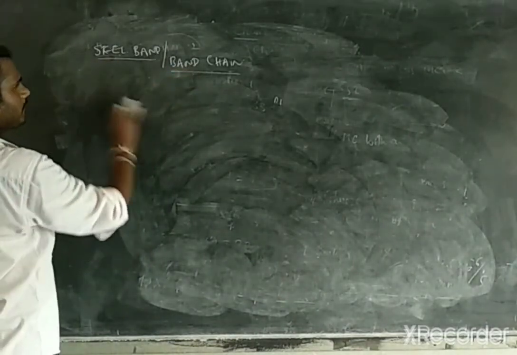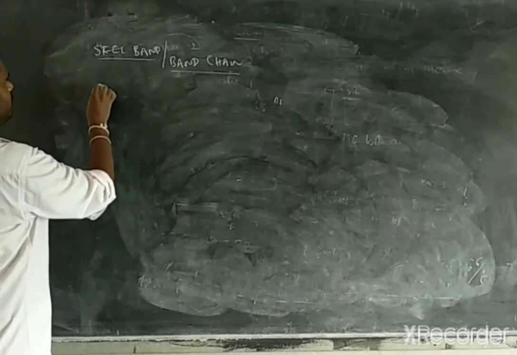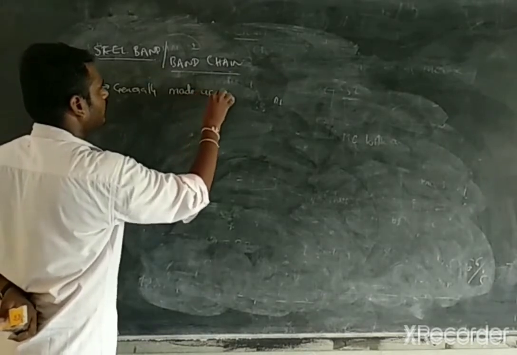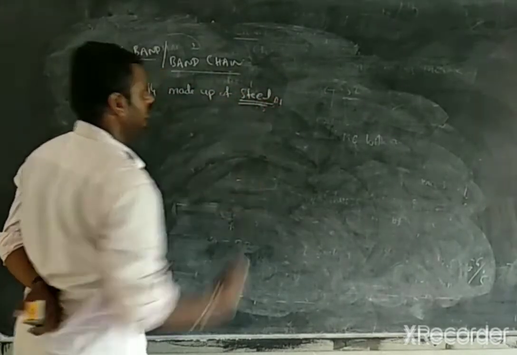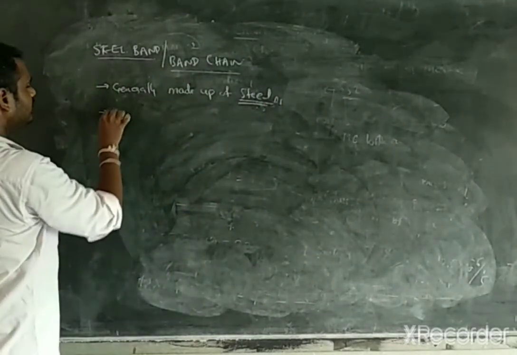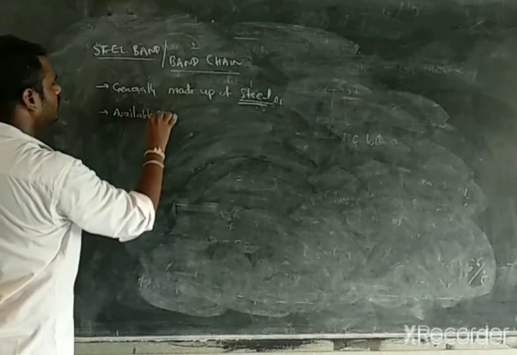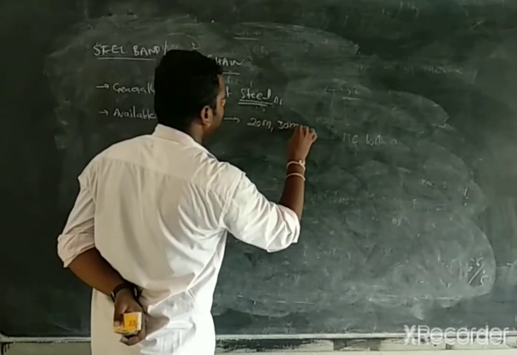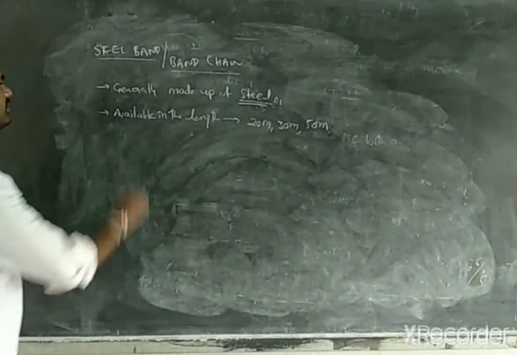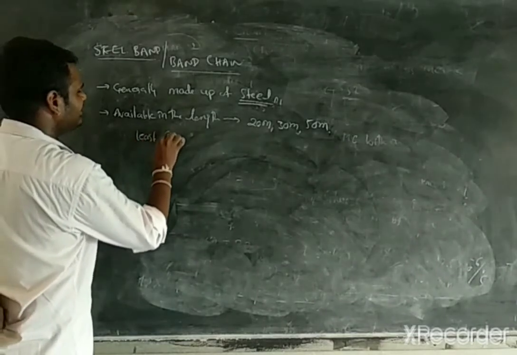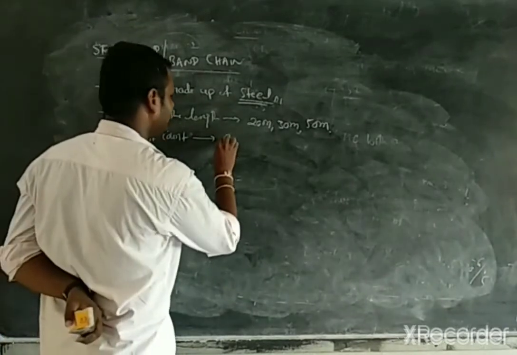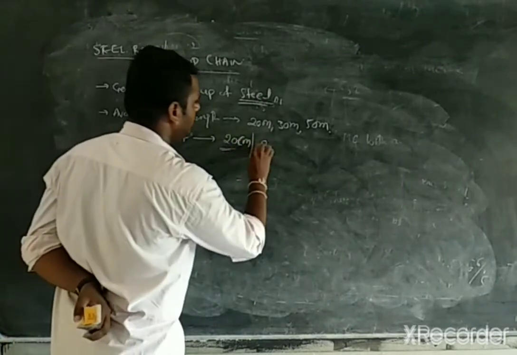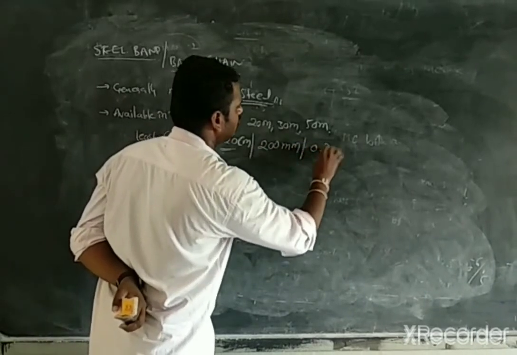Steel band or band tape. In this case, this is generally made up of steel, and available in lengths of 20 meter, 30 meter, up to 50 meter, and the least count of this particular chain is 20 centimeter, or you can also write it as 200 mm or 0.2 meter.